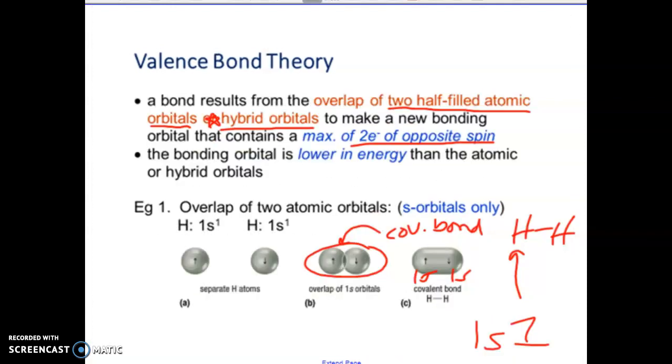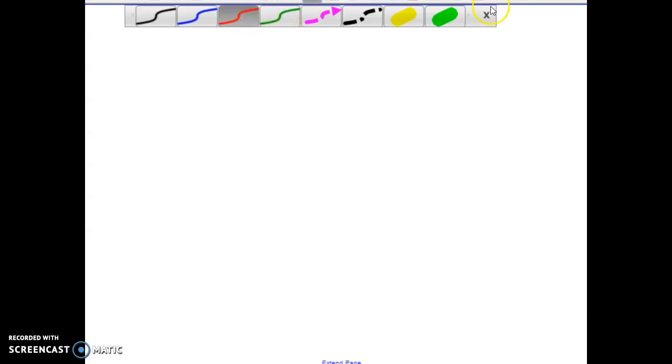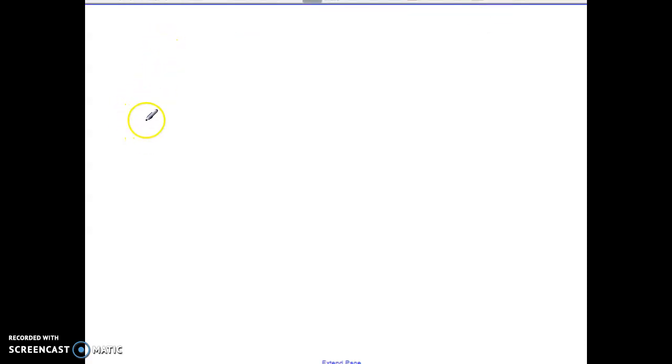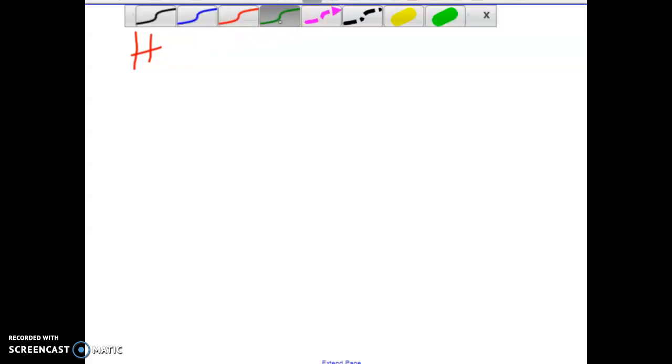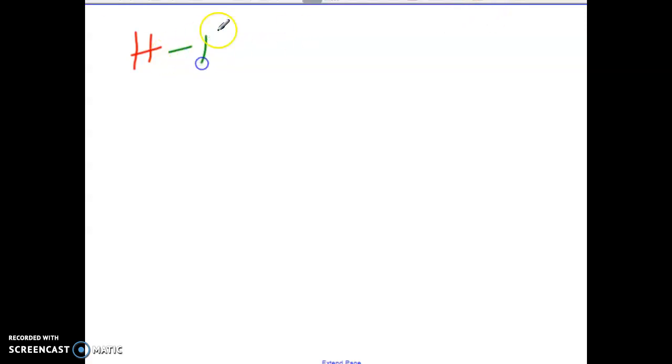Let me go through and show you what this would look like if we were to draw this out as an energy level diagram. We're still working with hydrogen here. I'll use different colors, so we'll have one hydrogen that's red and one that's maybe green. This dashed line, when we look at a Lewis structure, is now indicating we have two overlapping orbitals.